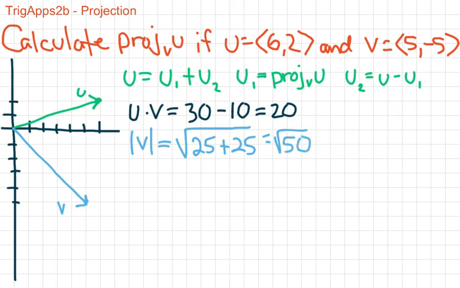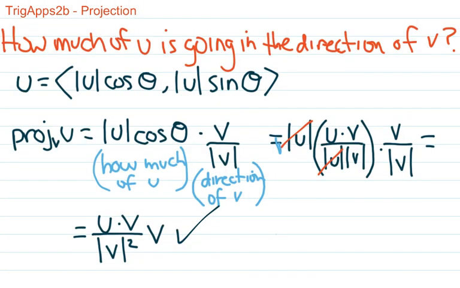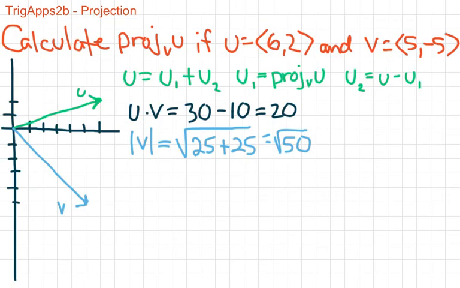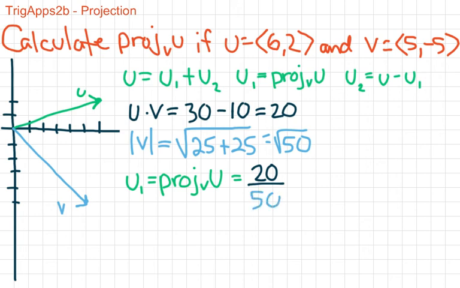Now I'm going to leave that alone because notice in the previous page we have the fact that we're squaring the magnitude of v. So I'm just going to leave it in square root form. Then I will just get the formula going. So the projection of u onto v, which is u1, is the dot product, that 20, divided by the magnitude of v squared, which is 50, root 50 squared, times the actual vector v, which is 5, negative 5. So notice how you'll get a vector at the end.